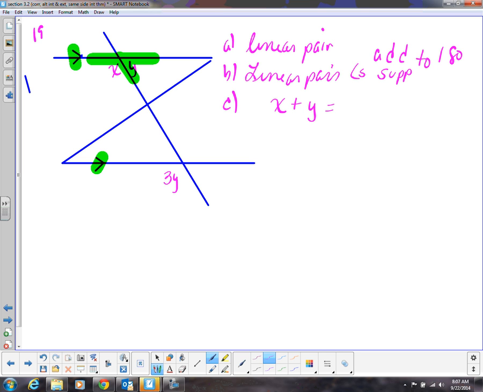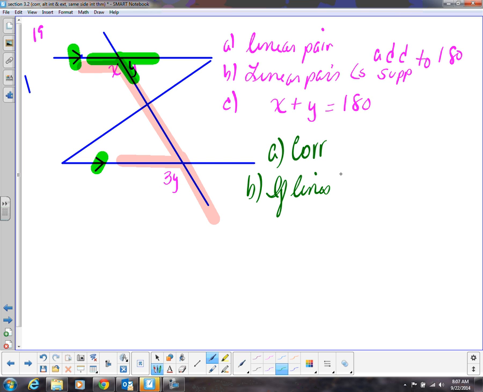X plus y equals 180. Now, we can't solve this because we don't know x or y. We have two unknowns. So now what we're going to do is trace x. There's x. And we're going to trace the sides of x, these are the sides of 3y. What do x and 3y form? An F. So what kind of angles form an F? Corresponding. And then you will tell me what's the relationship. If lines are parallel, corresponding angles are congruent.